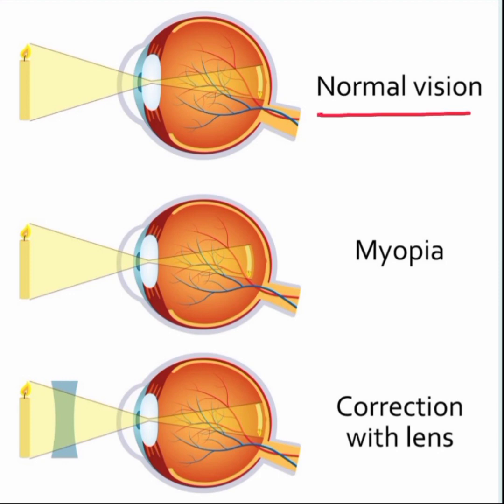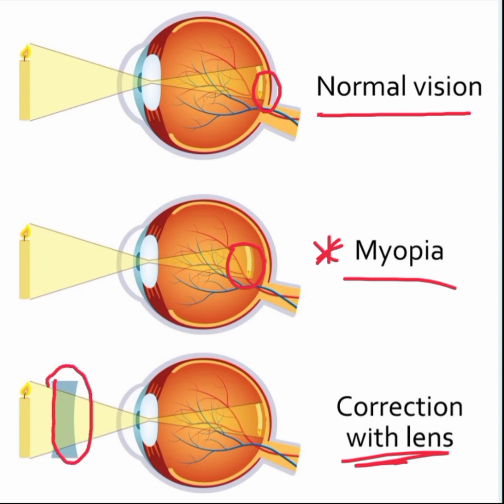So let's see here a normal eye where the light is focused on the retina. Now let's talk about myopia, where you can see the light focuses before the retina. So to correct this, let's see the correction with lens. Here you can see we have placed a concave lens which allows the light to spread onto the retina.